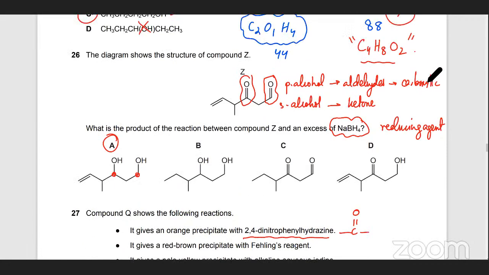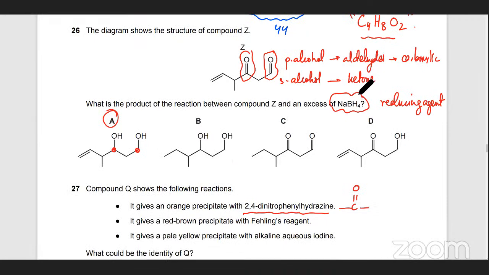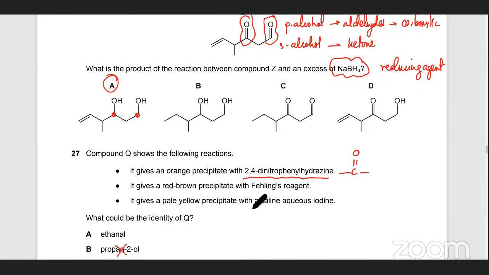aldehydes can be oxidized to carboxylic acids. And to do that, how do you oxidize aldehydes to carboxylic acids? You need KMnO4 or K2Cr2O7, or you need Fehling's or Tollens' reagent. Okay? Fehling's gives a red precipitate, Tollens' gives a silver mirror when this reaction happens. So Fehling's is going to give a positive test with aldehydes, but not with ketones. Ketones don't get oxidized. Ketones are resistant to oxidation.